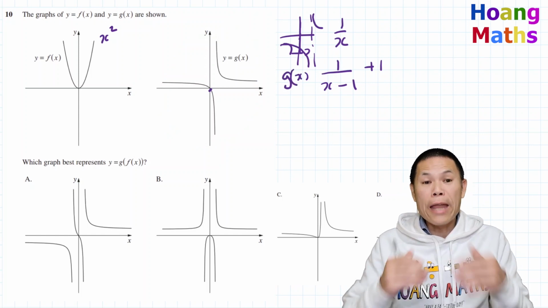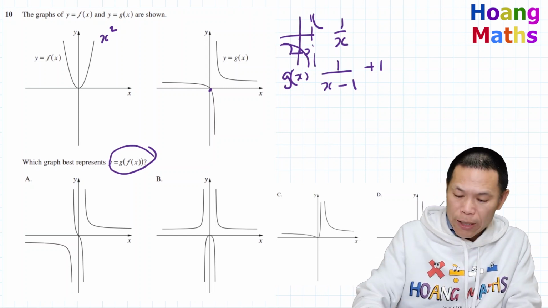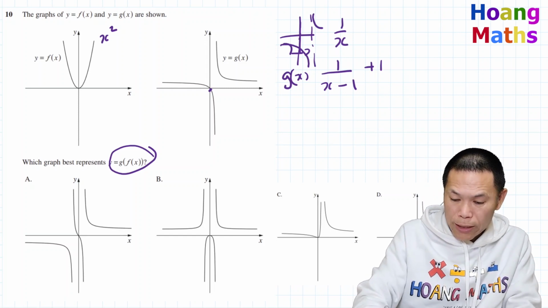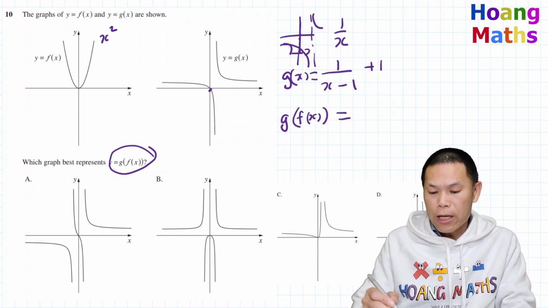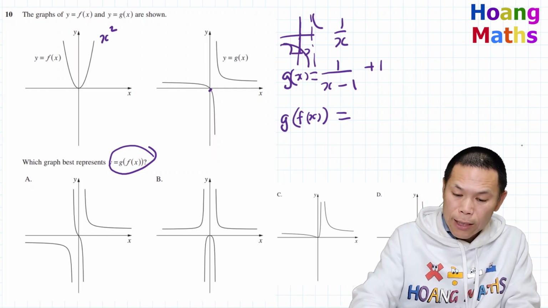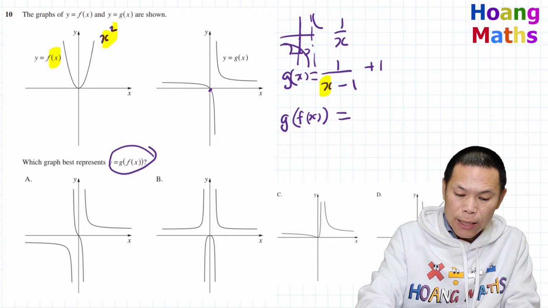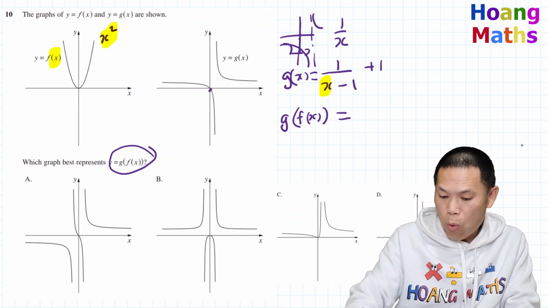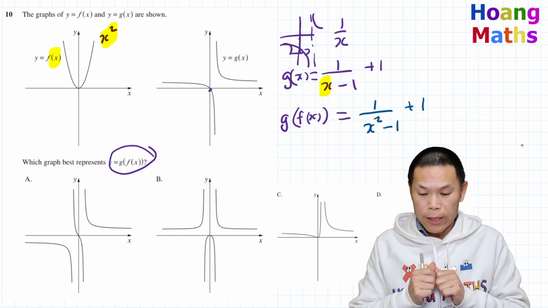So there you go. Now we need to work out y equal to g of f of x. So let me just write this on here. G of f of x. So that's g of x, okay? So now every time we see x, we replace it with f of x. And f of x is x squared. So now we just go 1 over x, but with x replaced by x squared. So now minus 1 plus 1. So there you go. It's just roughly, okay?